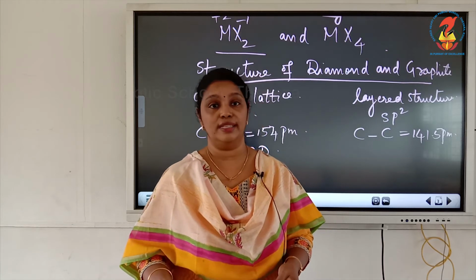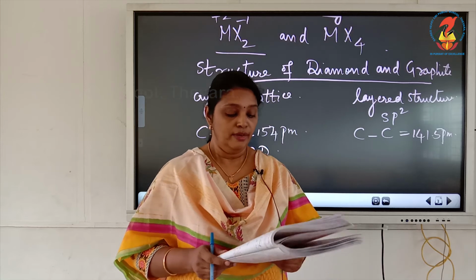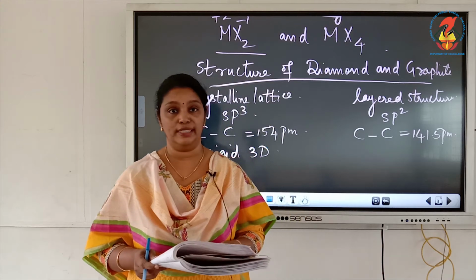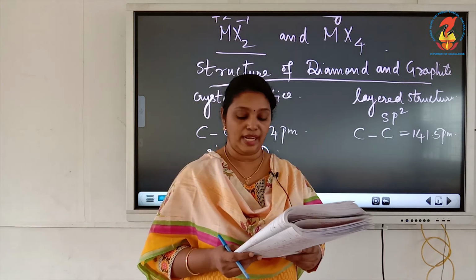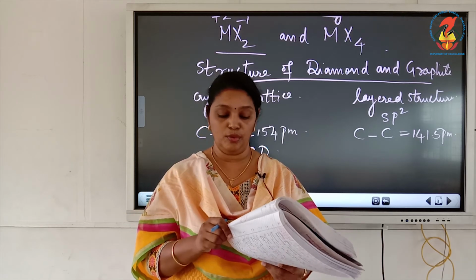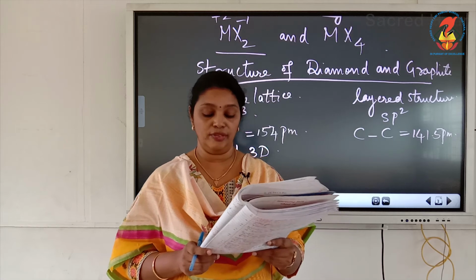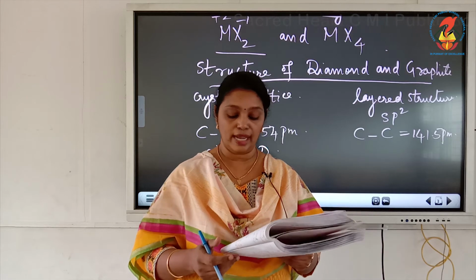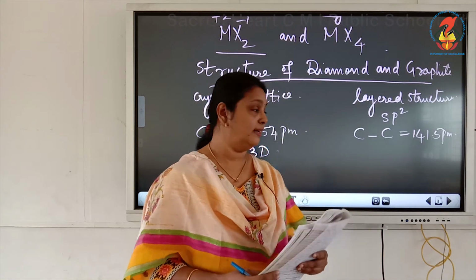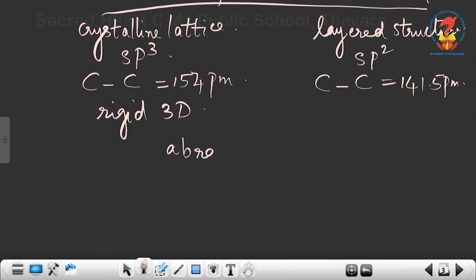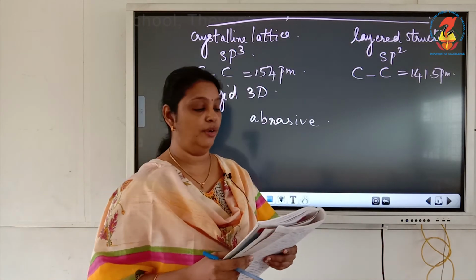Now, let us see a few questions based on diamond and graphite. First question is, diamond is covalent, yet it has high melting point. Why? In diamond, carbon atoms are tetrahedrally linked to 4 neighboring carbons through C-C single bonds. This forms a 3D network and makes diamond very hard and gives it a high melting point. Now, next question, diamond is used as an abrasive for cutting glass. Due to its 3D network structure, it is the hardest naturally occurring substance.